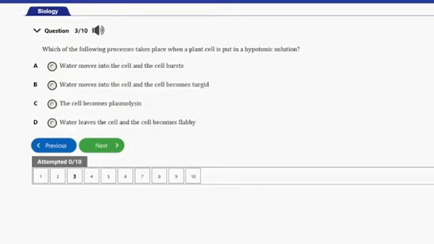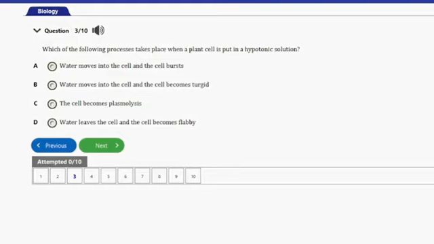Let's go ahead and consider the next question. That's question number 3. It says, which of the following processes takes place when a plant cell is put in a hypotonic solution? A. Water moves into the cell and the cell bursts. B. Water moves into the cell and the cell becomes turgid. C. The cell becomes plasmolysed. D. Water leaves the cell and the cell becomes flabby.